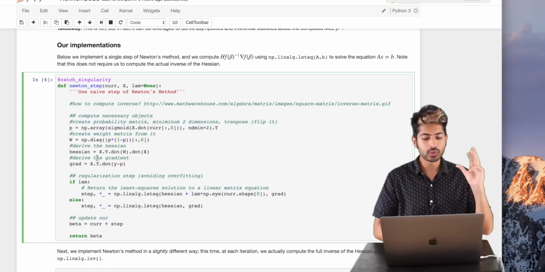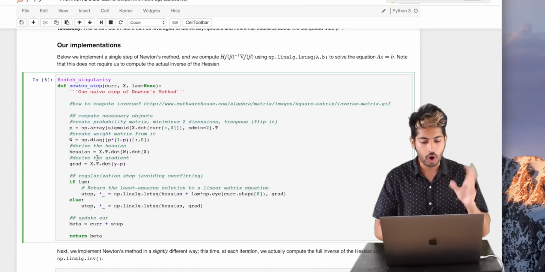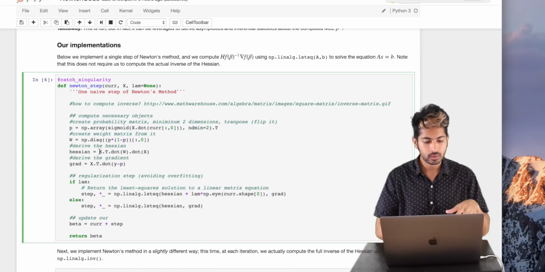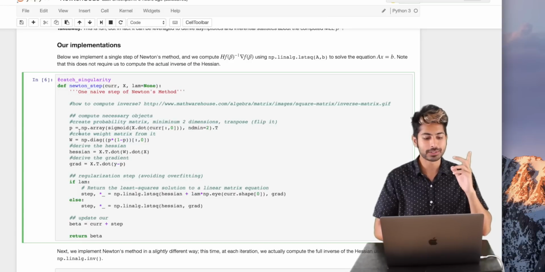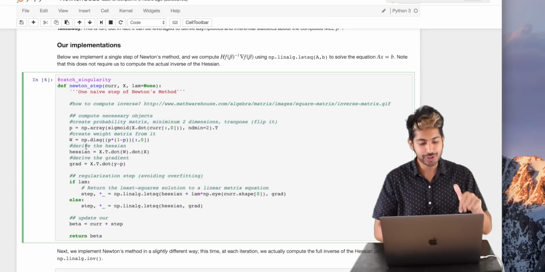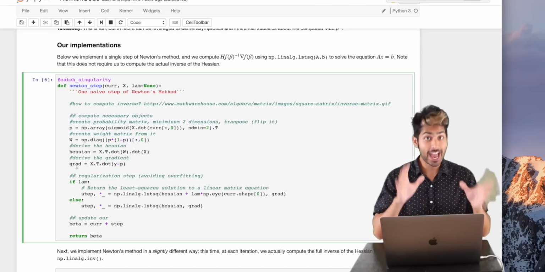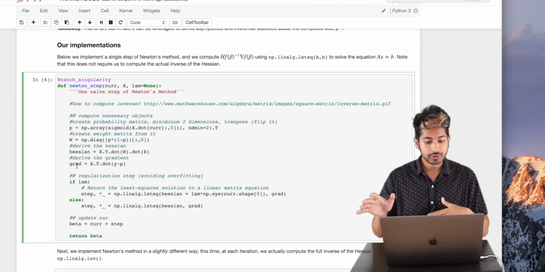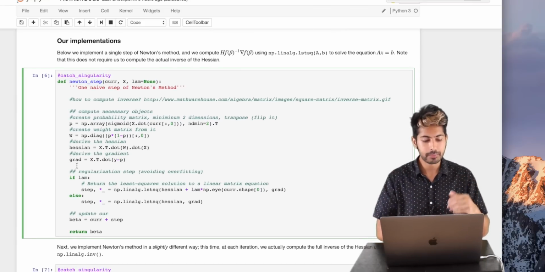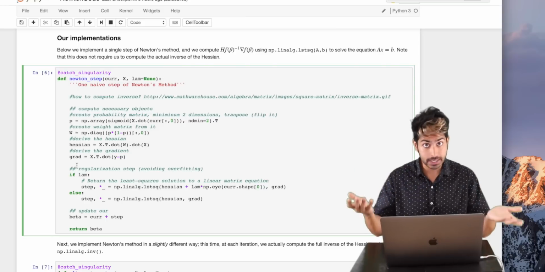Okay, and we're going to use all of those. We use P to help us compute W, which we use to compute our Hessian and our gradient as well. But basically, we're going to use both our Hessian and our gradient to compute what the optimal weights should be, right?